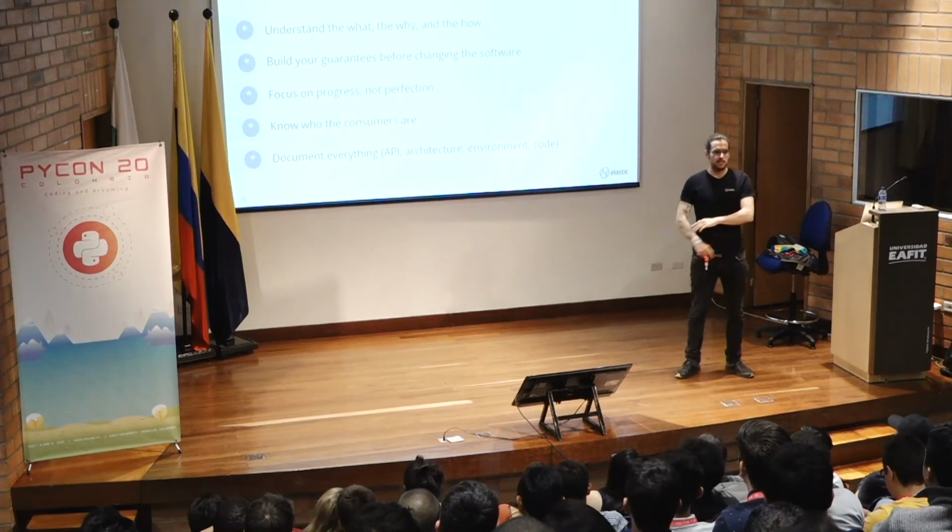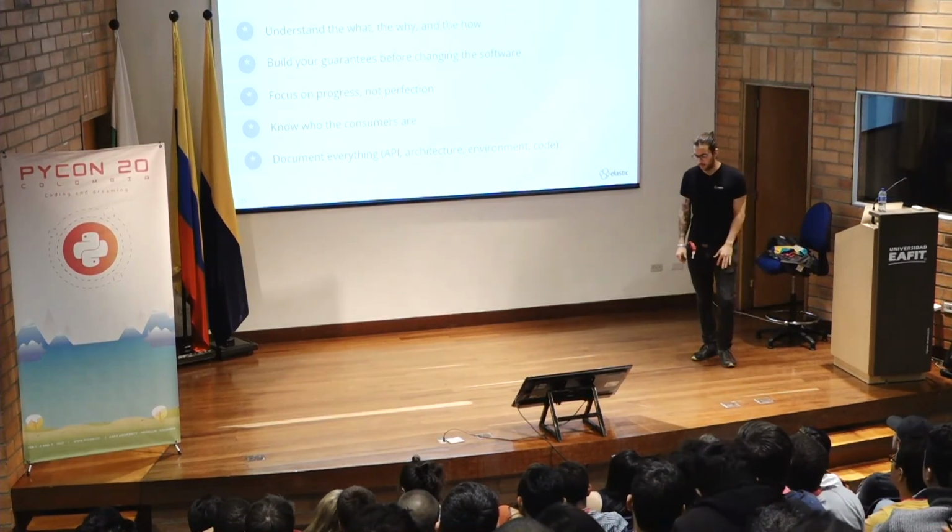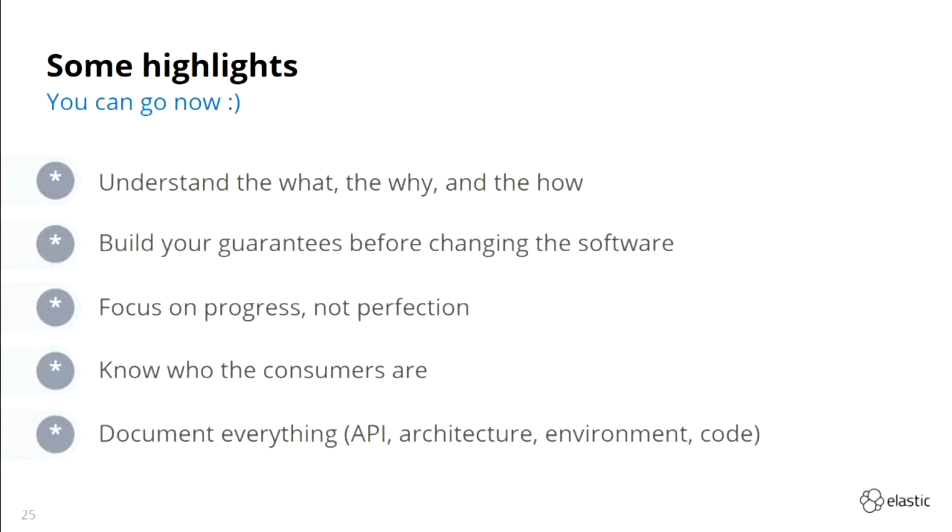Anyway, highlights, so I can give you back your life and go to lunch. Understand the what, the why, and the how. Super important. And remember, do not judge the how until you understand the why. Build your guarantees before changing the software. It takes a lot of strength to actually not write any code for such a long time, but it pays off in the long run.